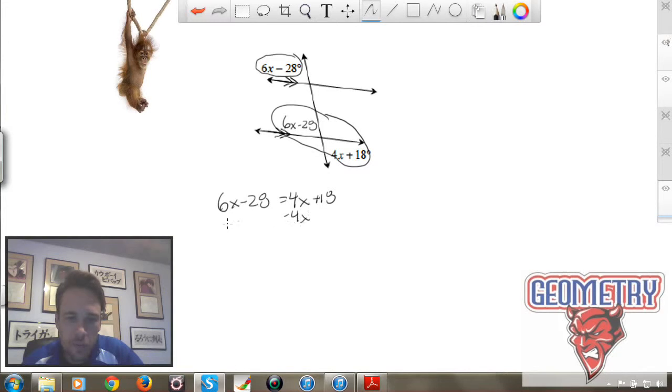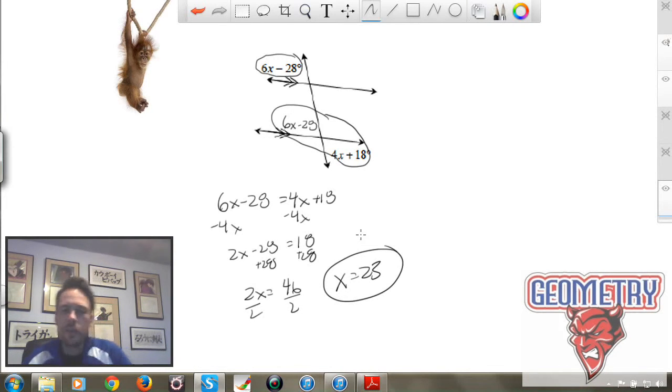I'm going to subtract 4x over here. So 2x minus 28 equals 18. Let's add 28 to both sides. So we get 2x equals 18 plus 28, which is 46. Divide both sides by 2, and we get x equals 23. So x is 23.